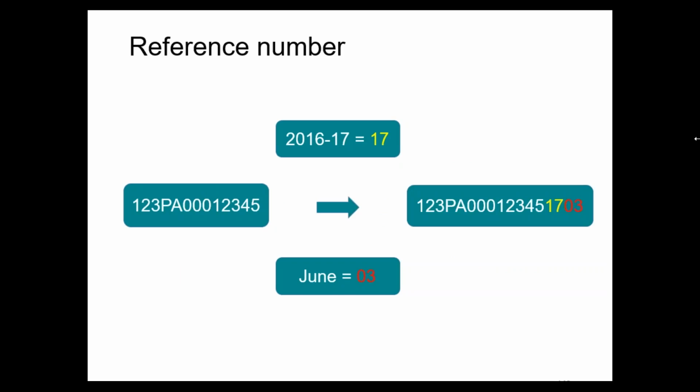So the reference number would become a 17-digit number made up of the Accounts Office reference number with the sub-number 1703.